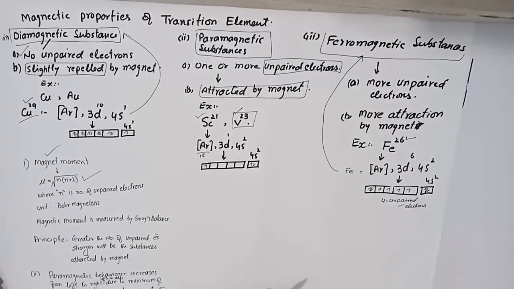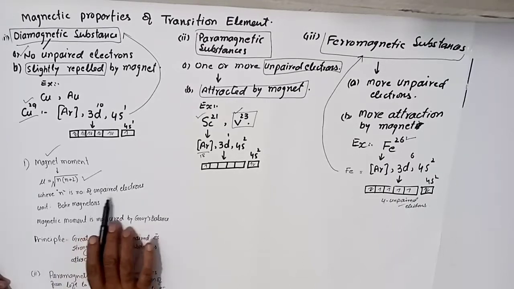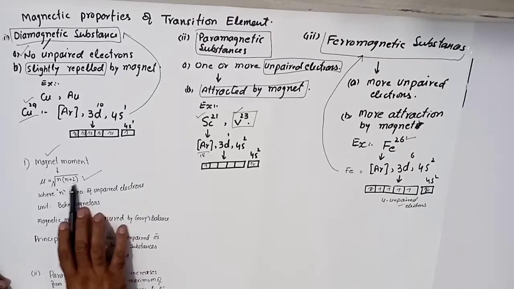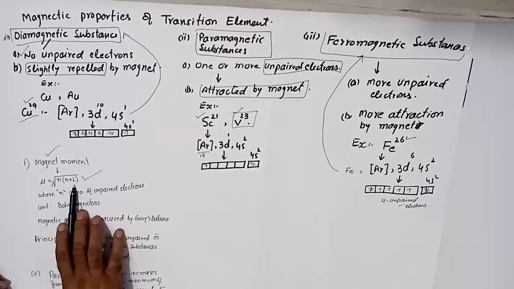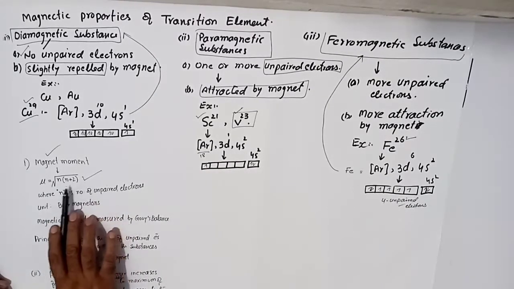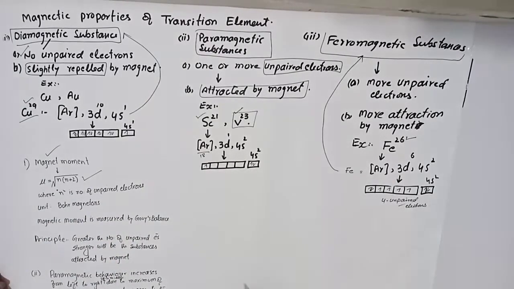Here in this formula, n is the number of unpaired electrons. Put the number of unpaired electrons, then find the square root of that value. So it will give the value of the magnetic moment of the substance.